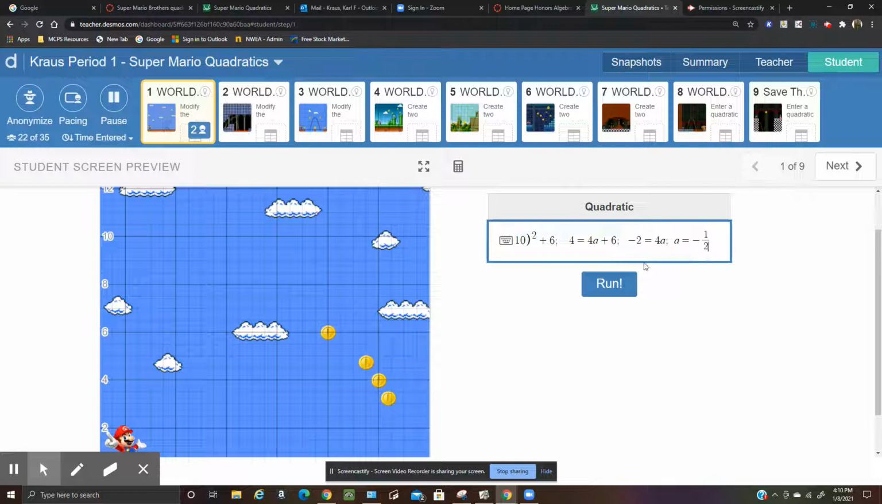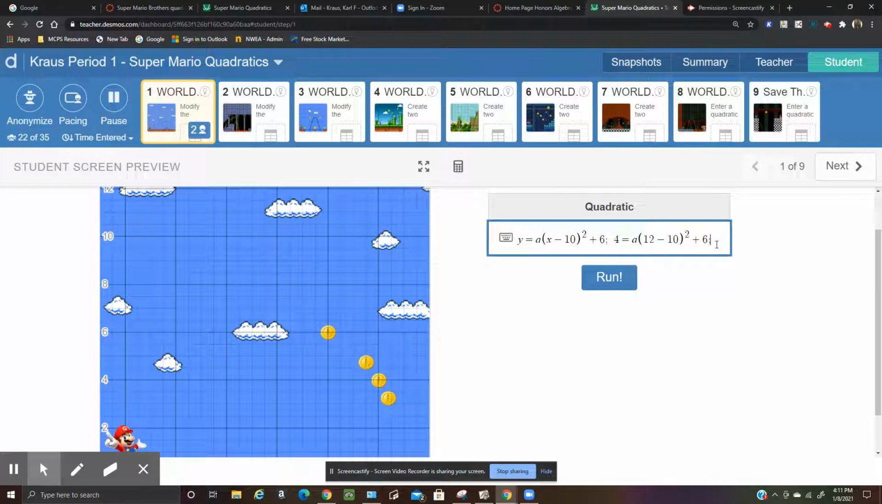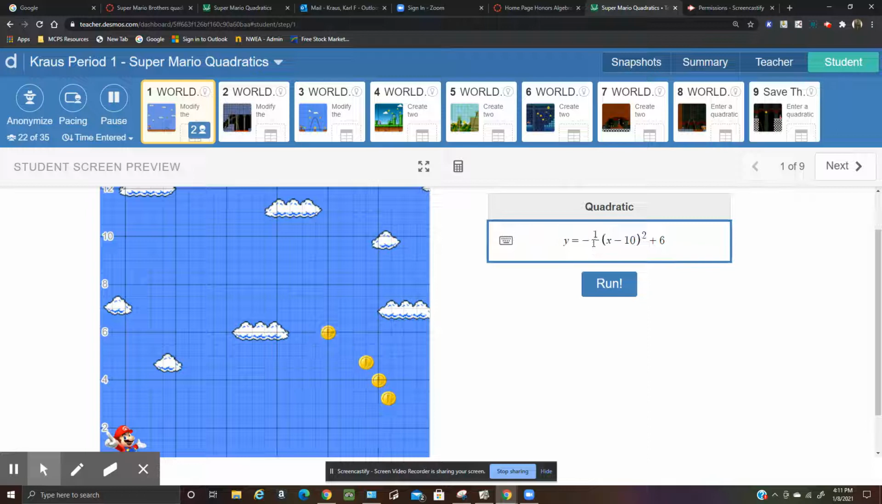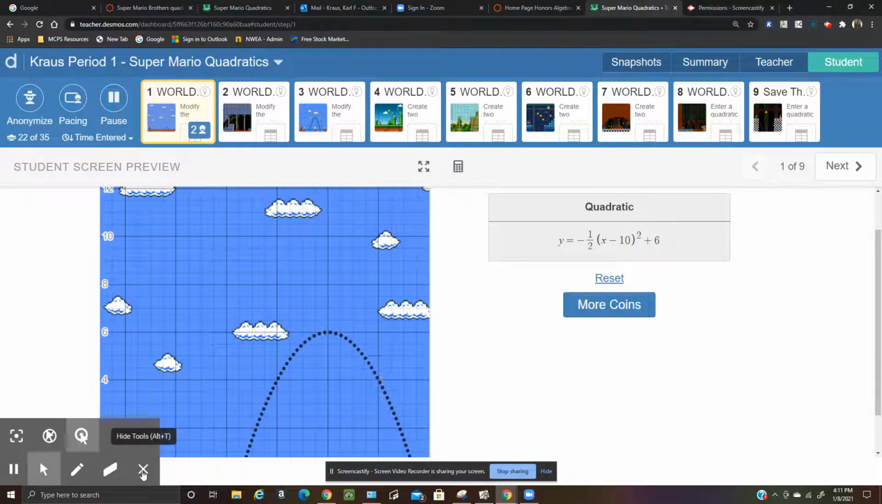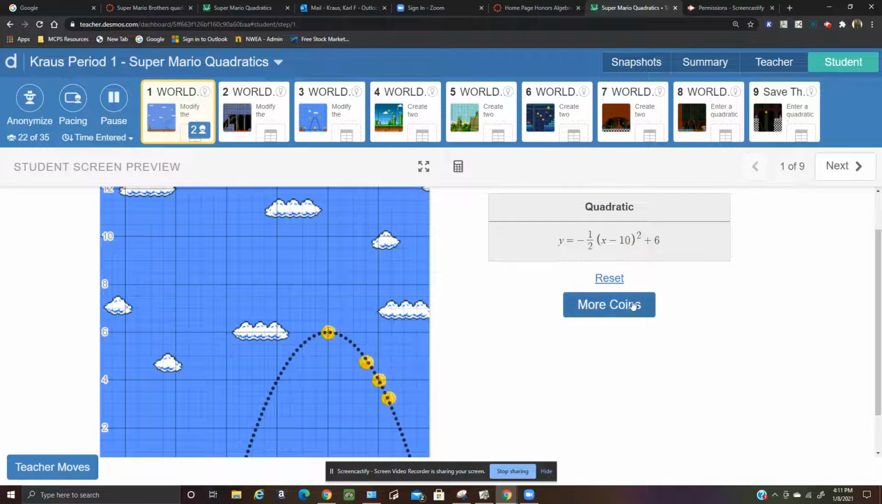So that's if I want to find the A value algebraically. My suggestion here would just be to guess and check, estimate what A is. I tried negative 1/2 first, and that works. Hit the run button, and Mario goes through the coins.